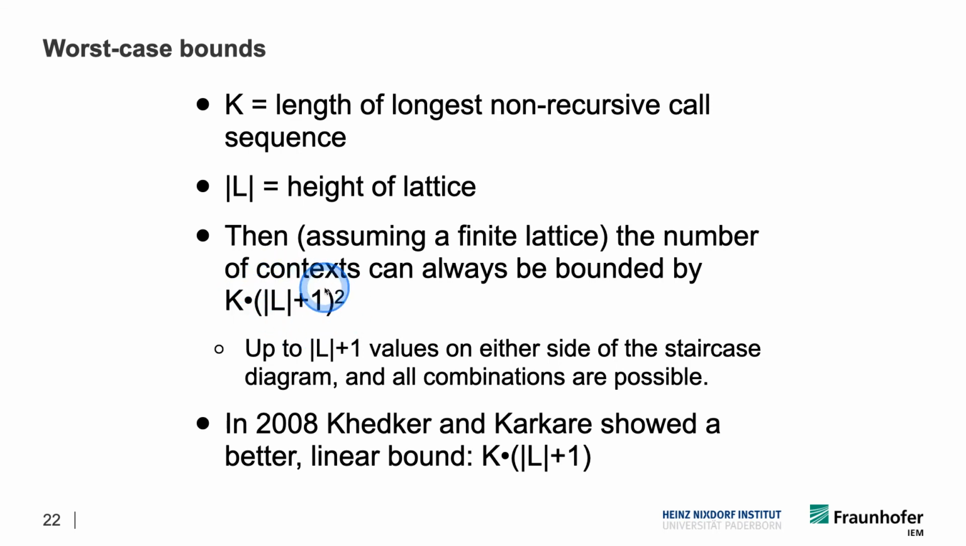What is the intuitive explanation behind this equation here? Basically, you can have up to this number of values on either side of the staircase diagram, and all of the combinations are possible here. That's why this exponent 2 comes into play here. If you take a look back at these staircase diagrams, that might probably help you explain this. Now in 2008, these two colleagues here, they showed actually a better linear bound, so this can actually be lowered here in some cases, which is nice, but still this can be actually a fairly high number.